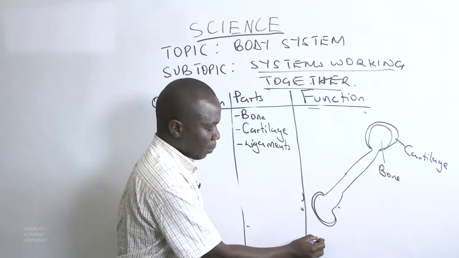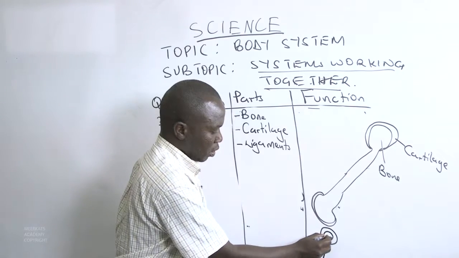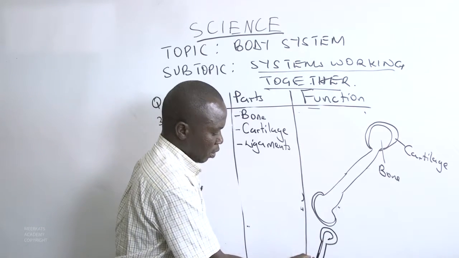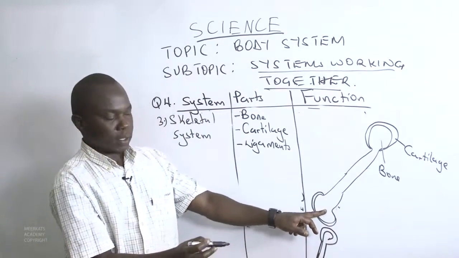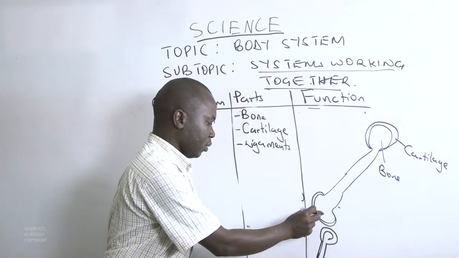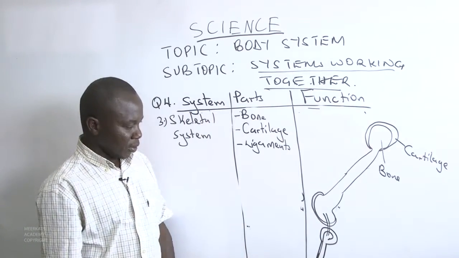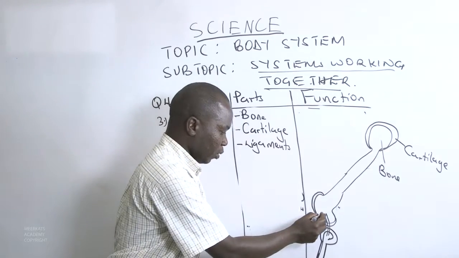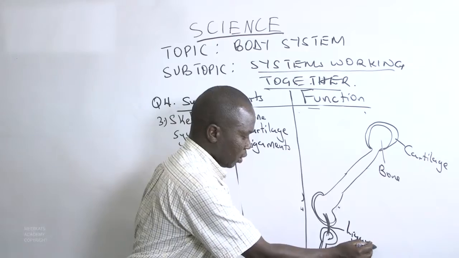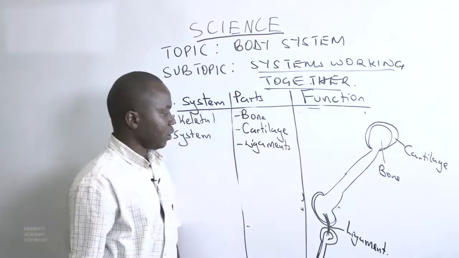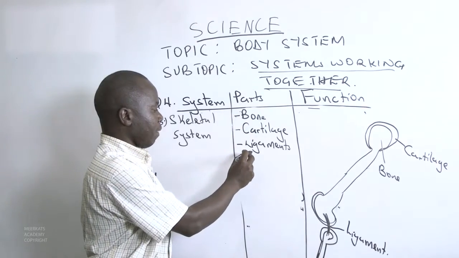Then we have ligaments. If we have another bone at that point, this bone has to be attached to another bone, but with space remaining in between. So the tissue that attaches bone to bone is called the ligament. So the role of a ligament is attaching one bone to another.